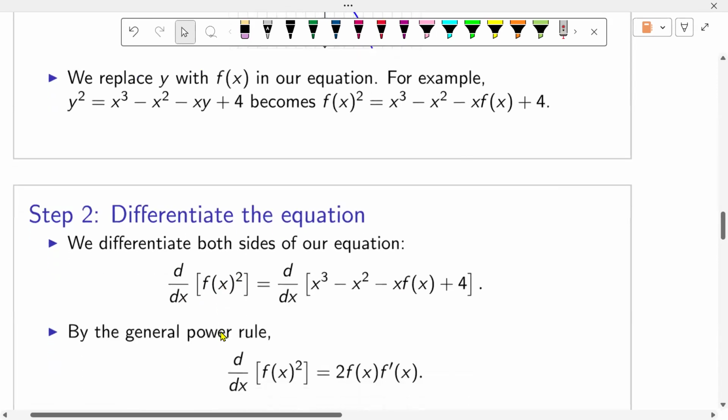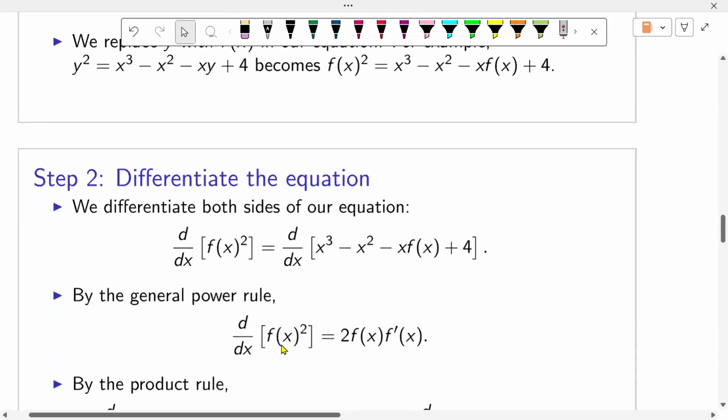I'm just going to move that 2 downward. So I have my f of x here, I have it squared, and I just move the 2 downward. I get 2 times f of x to the 2 minus 1, which is just 1, so I didn't write the 1 exponent there. And then I multiply by the derivative of f. The general power rule is very convenient. It basically tells me that whatever this left-hand side is, it's going to be 2 times my function times f prime.